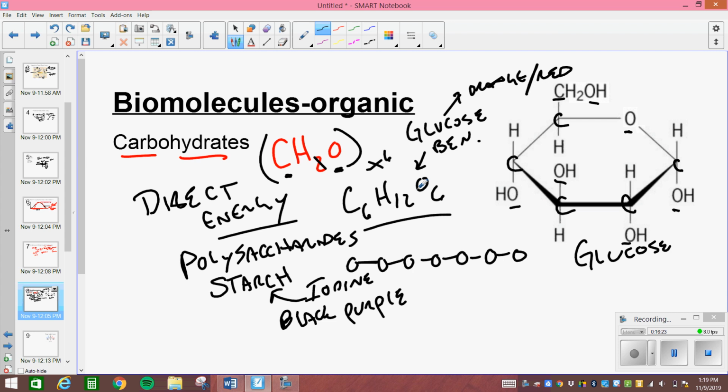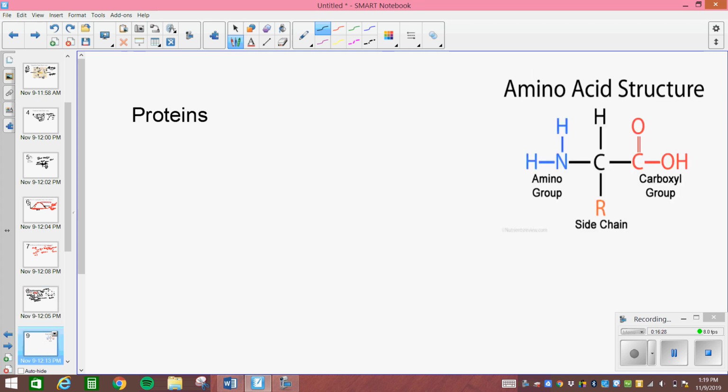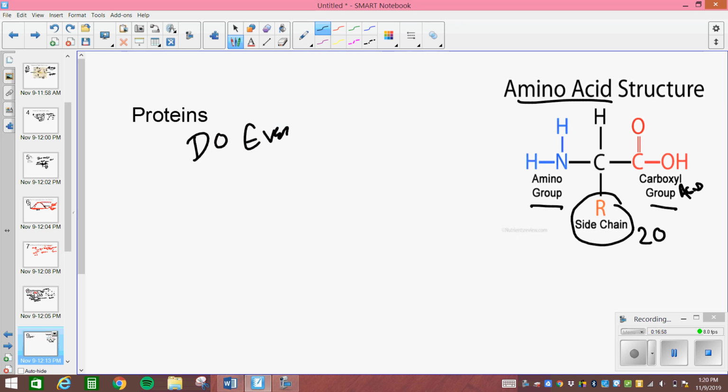Right? So this is a way for us to test for biomolecules in unknown solutions. We also looked at proteins. A key component of proteins is they have an amino group, a carboxyl group, and then this side chain. So an amino group and an acid group, and then this R side chain. R is not an element on the periodic table, it just means that's the variable section. In amino acids, there are 20 different R's, which means there are 20 different amino acids that we can build with. So proteins do everything in your body.